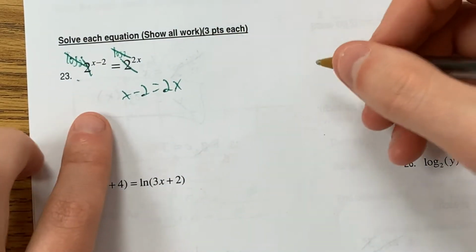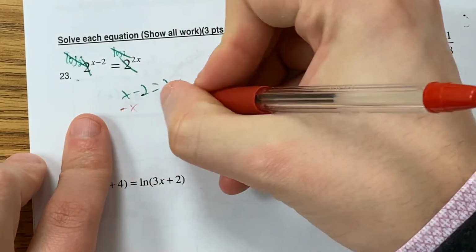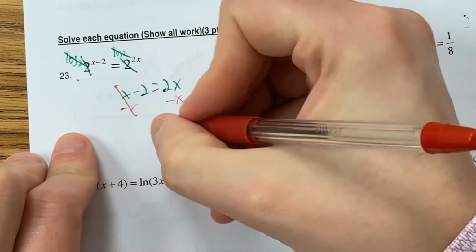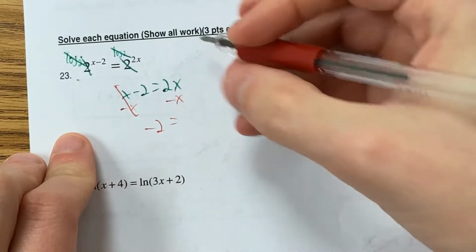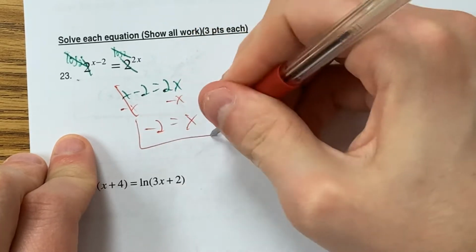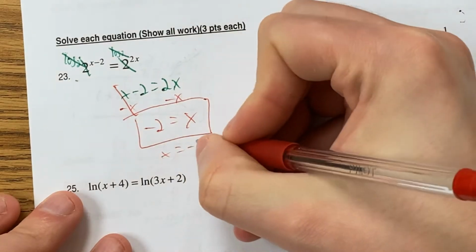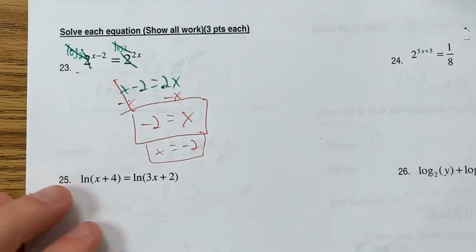Which you now solve for x. Easiest way is to subtract x from both sides. And you get negative 2 equals 2x minus 1x, which is just x. So x equals negative 2. And you're done. I know you guys probably want to write it that way, so if you're OCD, you can do that.